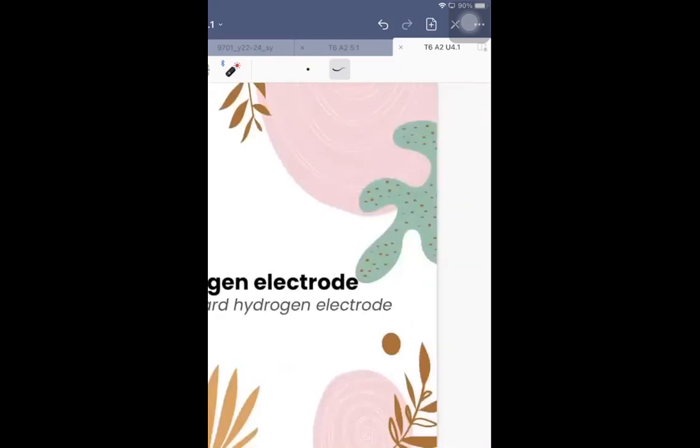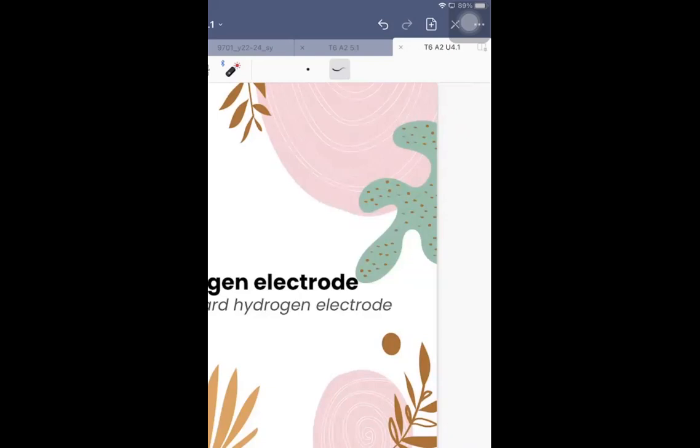So that brings us to the next section, which is the standard hydrogen electrode. We're now skipping a page. We move on to page 9. So I will revisit page 8 later on.